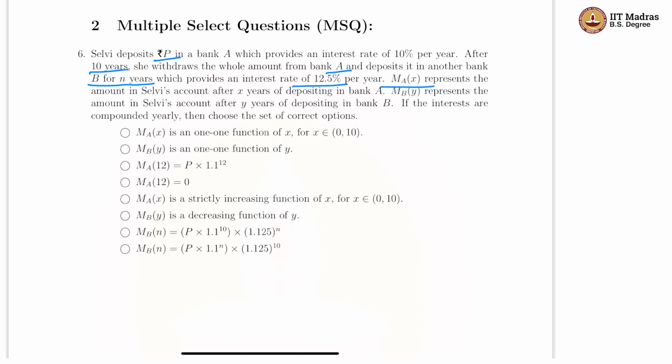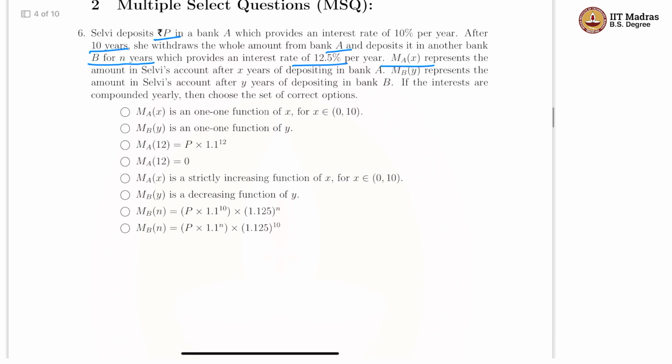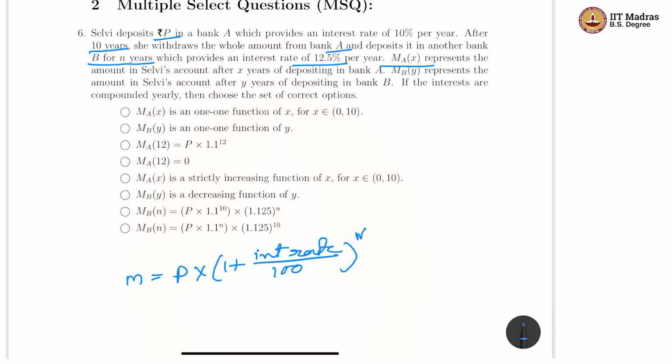Okay, so our first task is to compute MAX and MBY. We know that the final amount is basically the primary amount into 1 plus interest rate by 100, to the power number of years, that means time. So what will be the equation of MAX? This is in bank A. So in bank A, the primary amount is P and the interest rate is 10% per year.